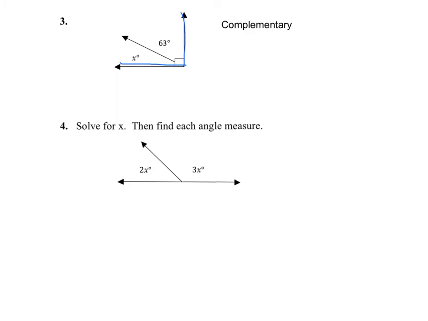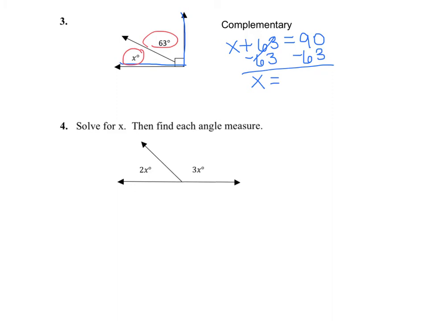So we're going to set up our equation. We're going to say x plus, and our second angle is 63. And we're going to set that equal to 90 degrees. You always want to get x by itself, so you're going to subtract 63 from both sides. Bring your x down. 63 cancels. And then 90 minus 63 is going to give us 27 degrees. And that is your answer.